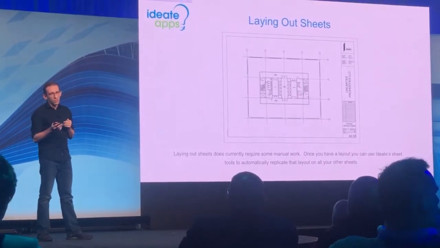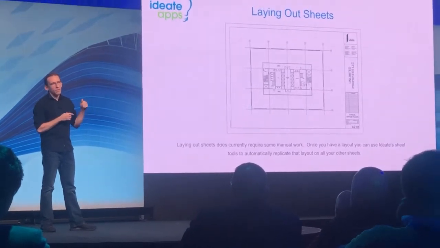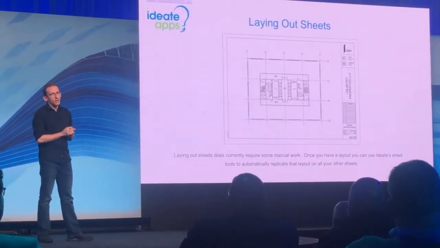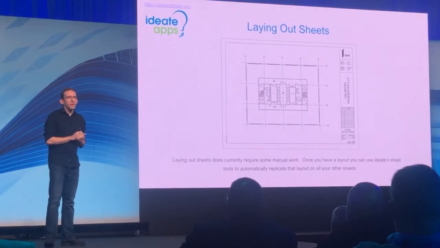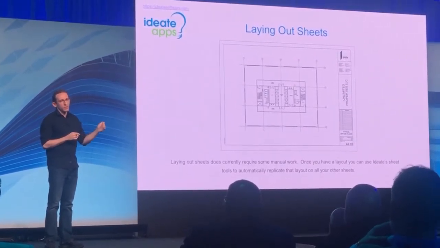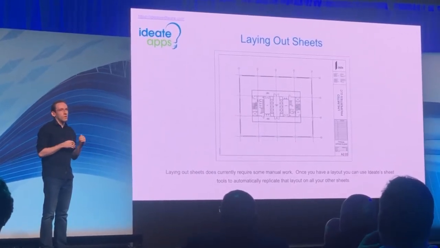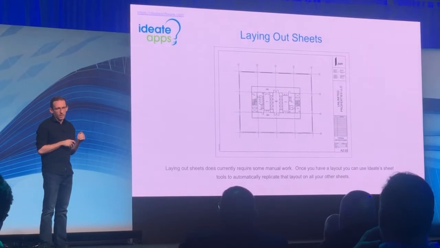So they have a tool that can take a layout for a sheet. So here we have a plan on our sheet, and we've laid it out in the exact location that we want it. And so Ideate's tool can replicate this layout on all of our other sheets so that the plans line up between sheets. It's really a big pet peeve of mine as I'm going through PDFs. I want all the plans to align in the same place.